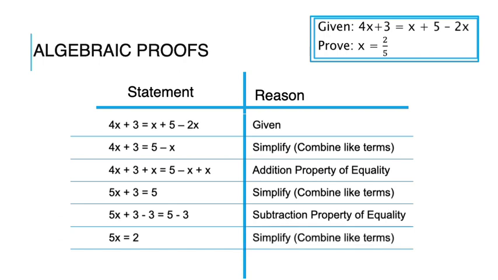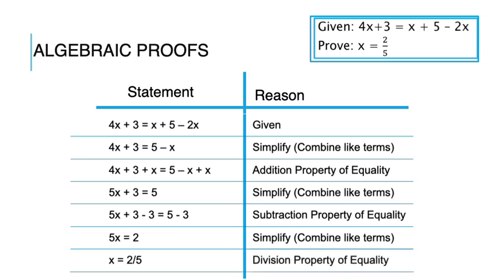And our last step to get x by itself is to undo what's happening to the variable. 5 is being multiplied by x, so we are going to divide both sides of this equation by 5, giving us our final solution of x is equal to 2 divided by 5, or 2/5. And we applied the division property of equality.